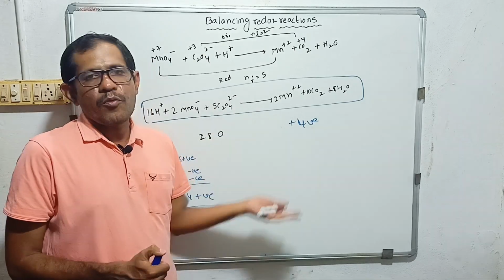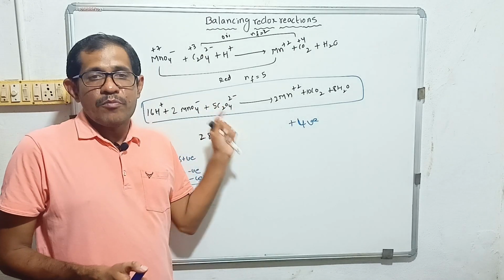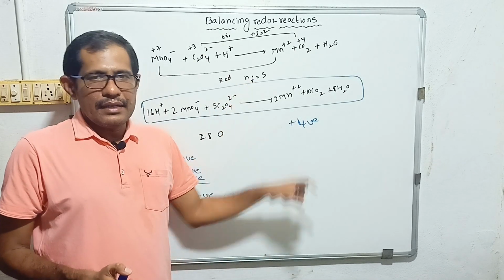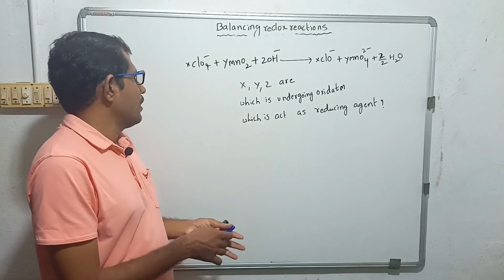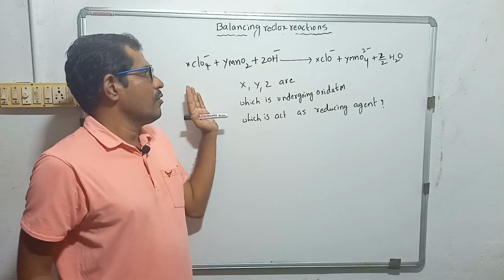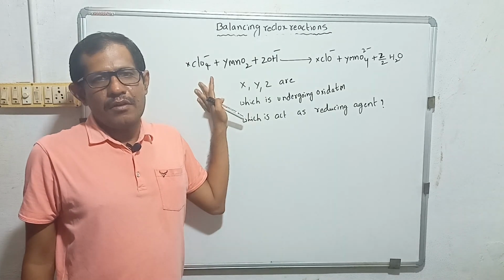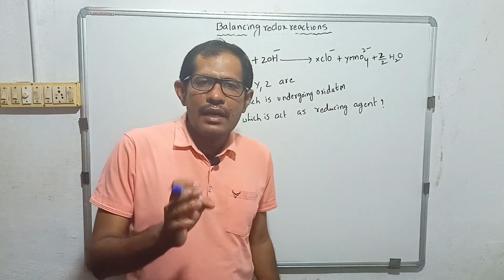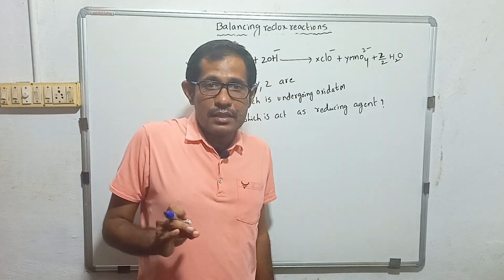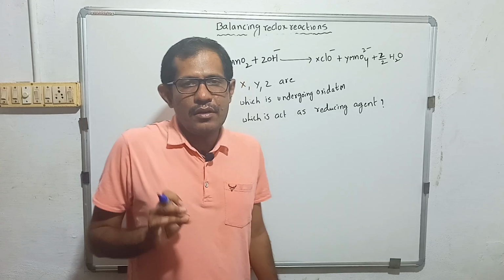We will do some more problems, some more previous year questions in IIT-JEE and NEET. We are going to solve this question, which is also a previous year question. First, what I told you: find the oxidation numbers for elements other than hydrogen and oxygen.